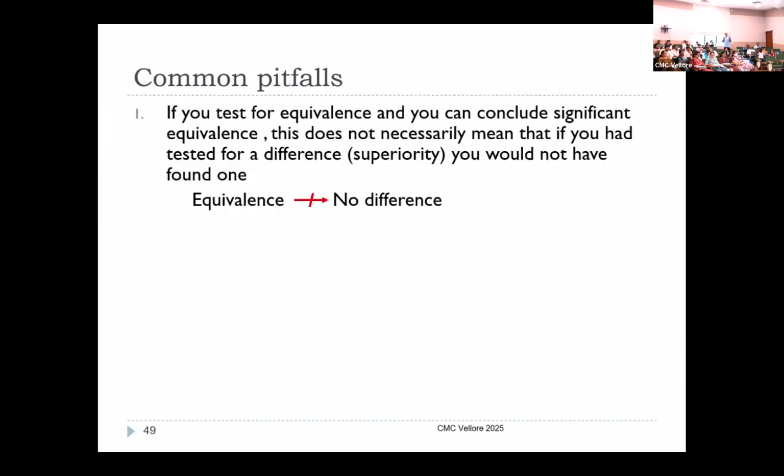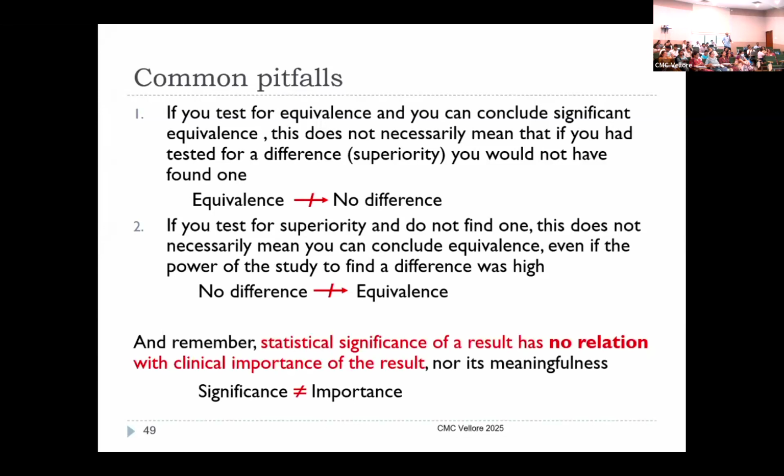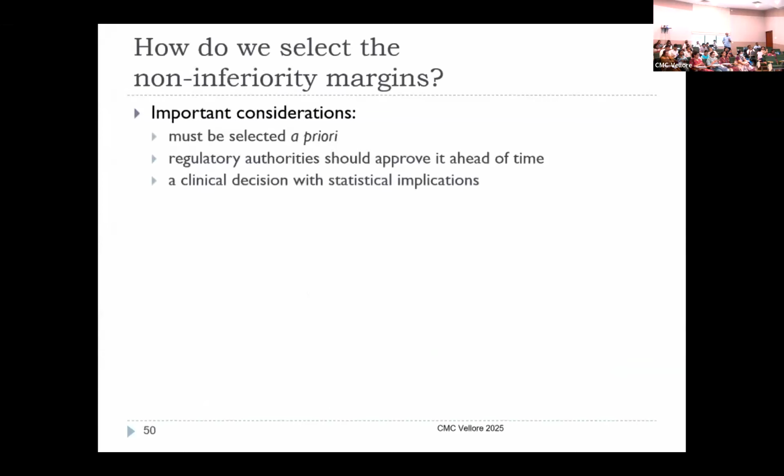Common pitfall to remind, so showing equivalence. If you test for equivalence and you can conclude significant equivalence, that does not necessarily mean that if you had tested for superiority, you would not have found one. And also, if you test for superiority and do not find it, that does not mean that they're equivalent. So they're not interchangeable. If I don't show this, I show that. If I show this, I don't show that. So that's one thing to worry about. And then, as I said before, statistical significance has no relation with the clinical importance of the result or its meaningfulness. But the non-inferiority margin is an issue.